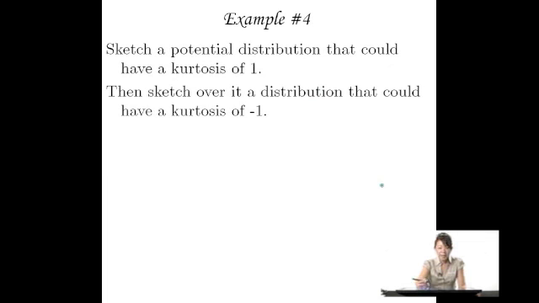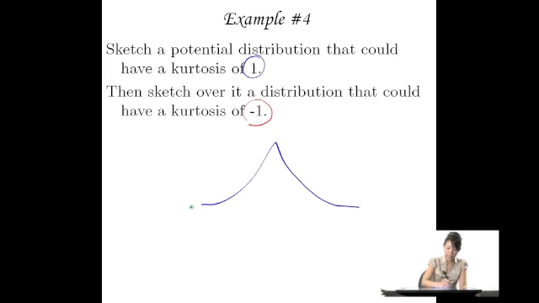And finally, example 4. Sketch a potential distribution that could have a kurtosis of 1. Then sketch over it a distribution that could have a kurtosis of -1. I find the positive one to be easier because to me, I always think, okay, when it's positive, it means it's sort of pointy, right? And then over it, I'm going to sketch a distribution that's less pointy, right? So probably something like that.